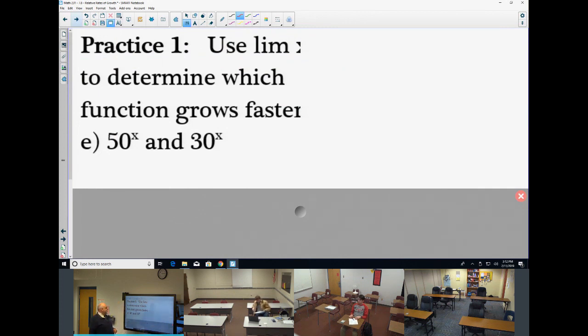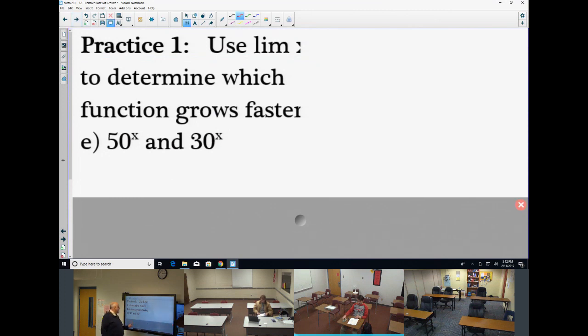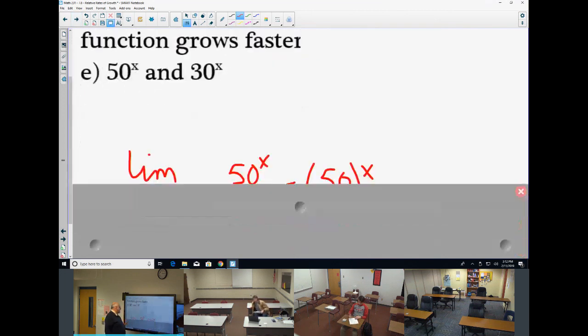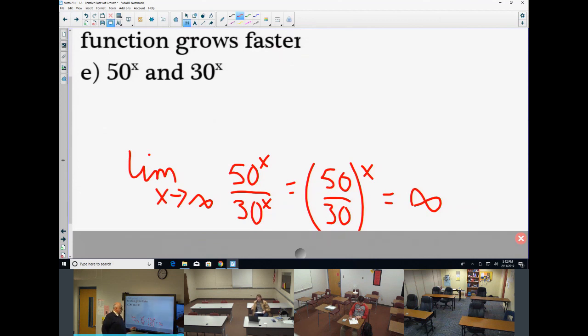All right, Tobias, which one's going to win? Sorry, would it be 50 to the x? Yep, 50 to the x. Because when you do the limit and group them together, see this number, 50 over 30 or 5 thirds, raised to infinity, that's bigger than 1. So as you keep multiplying it by itself, it's going to keep getting bigger and bigger. So that means it would go to infinity, so the numerator wins. Okay?